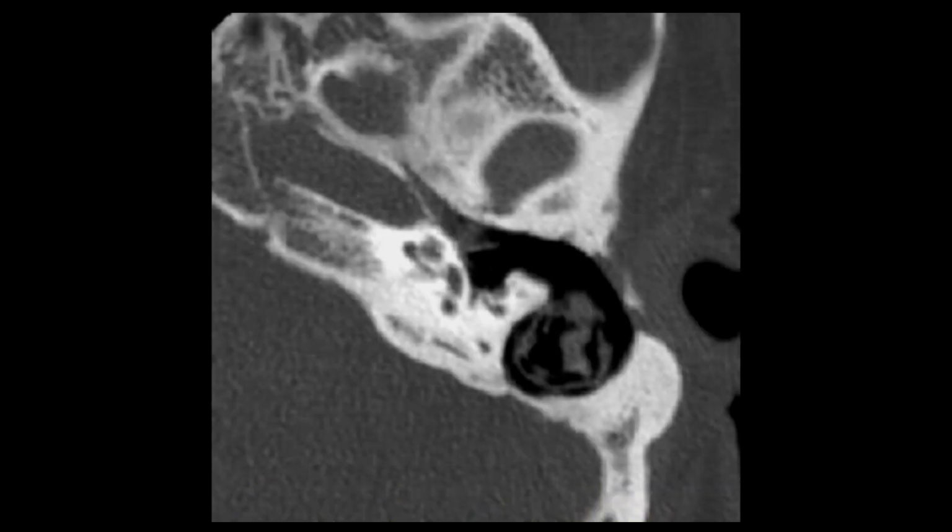This is another patient. This is an axial CT of the temporal bones, and I was reading out this study, and it looked like a canal wall down mastoidectomy. It looked like they had cut down the back wall of the external auditory canal. So I called up my surgeon and I said, I'm looking at your patient. You've done a canal wall down mastoidectomy.